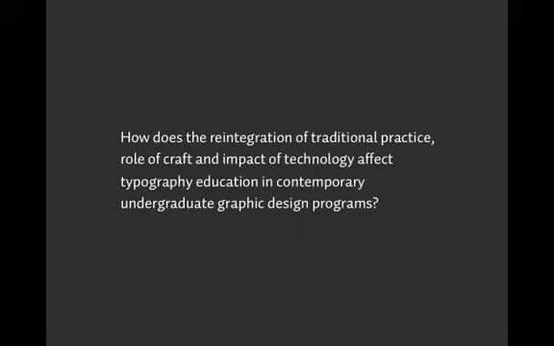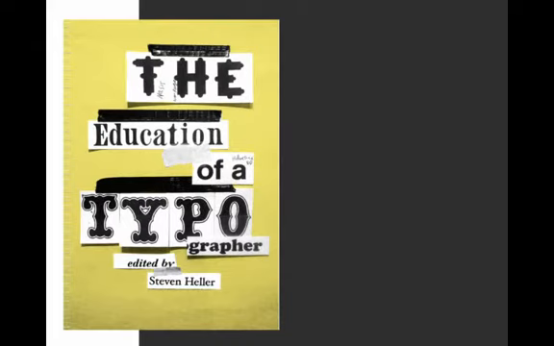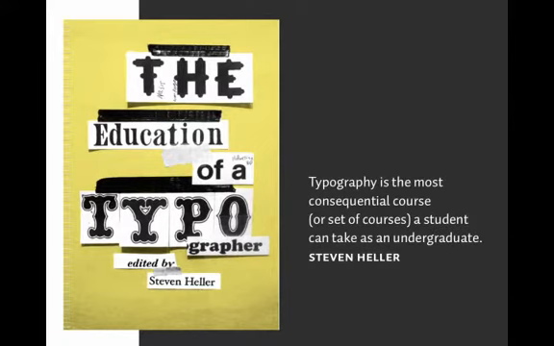So, how is typography being taught? How does the integration of traditional practice, role of craft, and impact of technology affect typography education in contemporary undergraduate graphic design programs? A primary source of reference I am using is Stephen Heller's collection of essays from The Education of a Typographer. In his introduction, Teaching Typographic Fluency, Heller proclaims, "Type is the single most important graphic design element, and typography is the most consequential course or set of courses a student can take as an undergraduate."